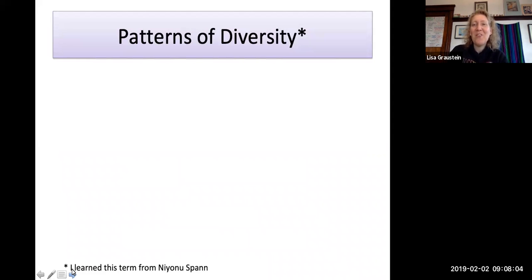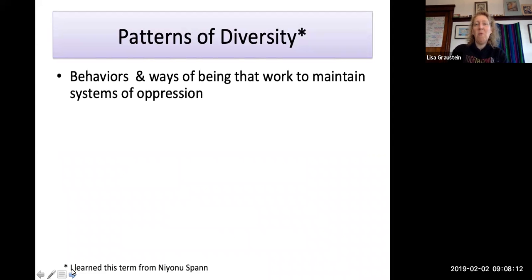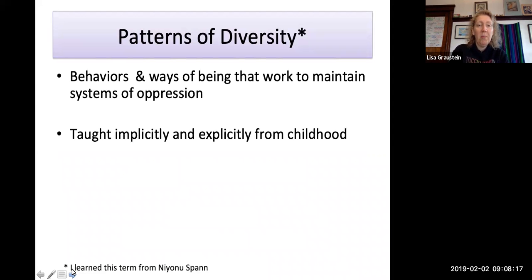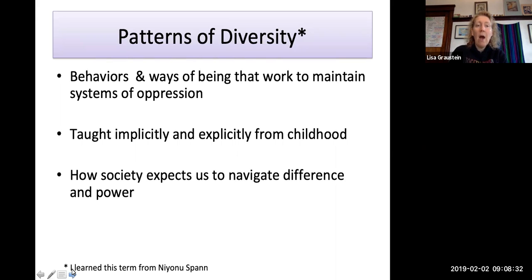Patterns of diversity is a term I use from Yonu Span in studying with her through the Beyond Diversity 101 program. Patterns of diversity are the behaviors and ways of being that we all learn that work to maintain systems of oppression. They're patterns and behaviors that we learn from childhood, that we're taught implicitly and explicitly in terms of this is how you're supposed to do this, and in all those silent messages we get as children about how we're supposed to show up and be. And they're how our society expects us to navigate difference and power. So whenever difference and power are present, it's what we're taught to expect to do.